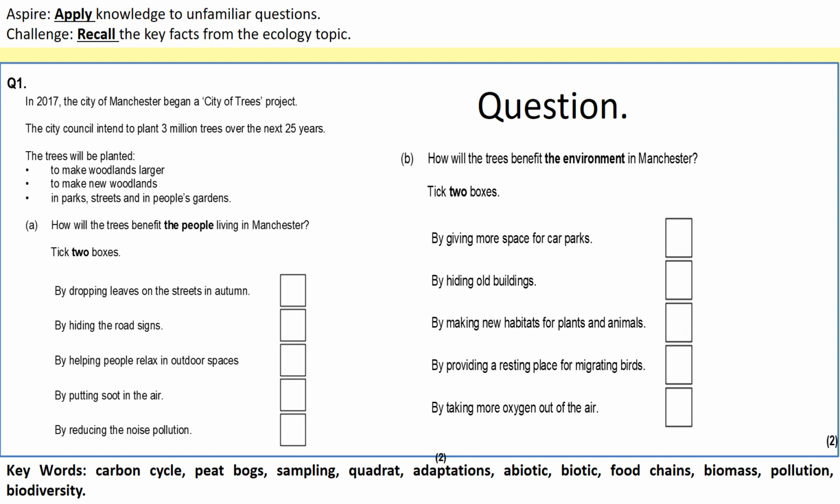So the first question, and it's in bold, how will the trees benefit the people in Manchester? Tick 2 boxes. So please only tick 2, but do tick 2. And then the next one is how do the trees benefit the environment in Manchester? Tick 2 boxes. Bit of process of elimination here, guys. So in that first one, how will the trees benefit the people living in Manchester? Hiding road signs is not a good thing because the road signs are needed there.